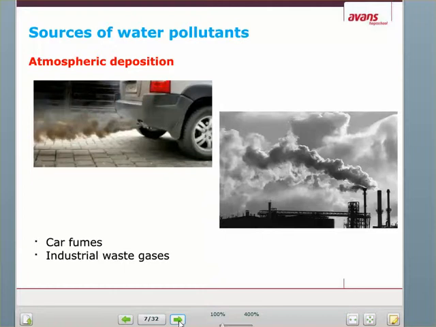There are other sources of pollutants from the air, from the atmosphere. This is called atmospheric deposition. Here you see on the left the car's exhaust, that's one type of atmospheric deposition, so lead might be coming out. And on the right you see the factory. All of these gases and waste go into the atmosphere, and then eventually it will rain, and when it rains, the pollution goes into the water.